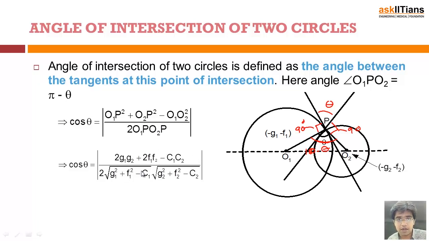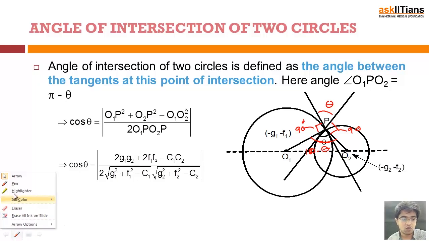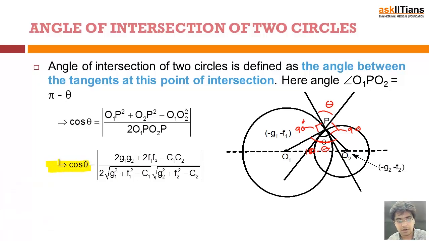So this is one formula in terms of radius and distance. This is the formula if you have the equations and want to find the angle of intersection between the circles. You can directly put the values of g1, g2, f1, f2 and c1, c2 from the equations, and directly find the angle of intersection between the two circles. This is an important formula. You have to remember this. This is a direct result.